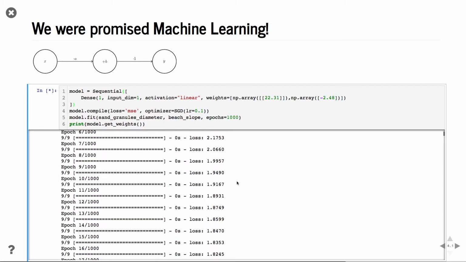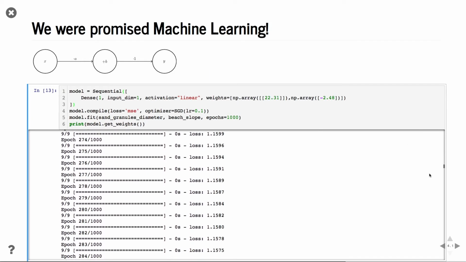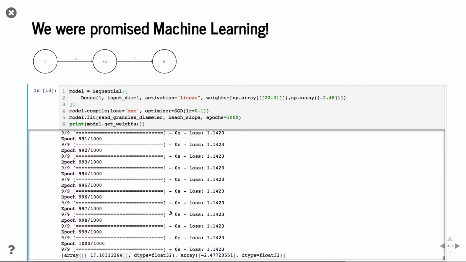And what you can see here is the learning process. And let's just go fast forward. And the actual result for the line slope we've got after 1,000 optimization steps is 17.163 something, and the intercept didn't really change because it was already optimal here. So I hope you get now that what you've seen before was an actual machine learning example. We did conceptually nothing different here.